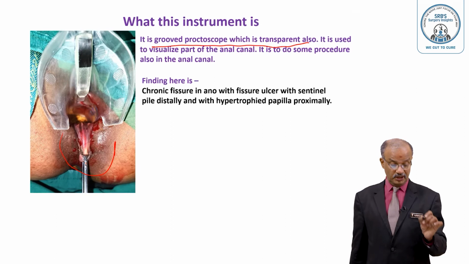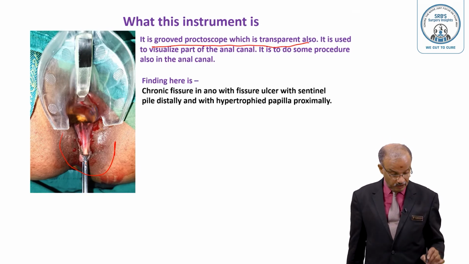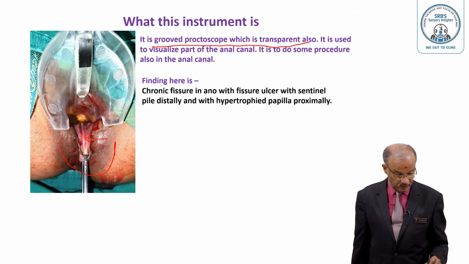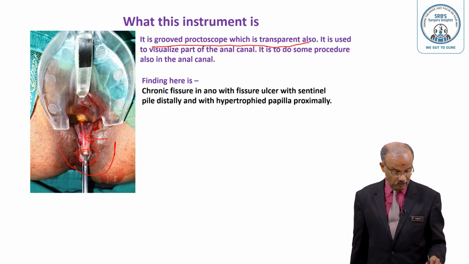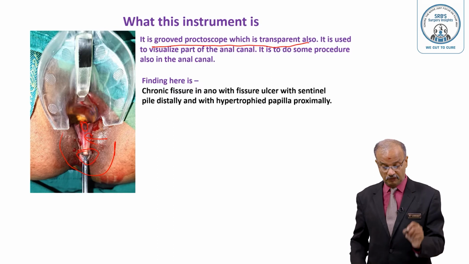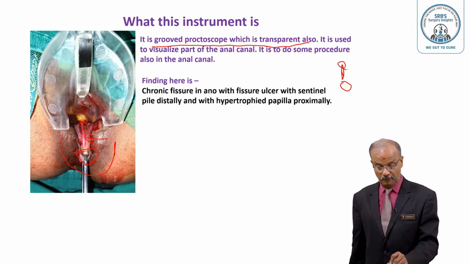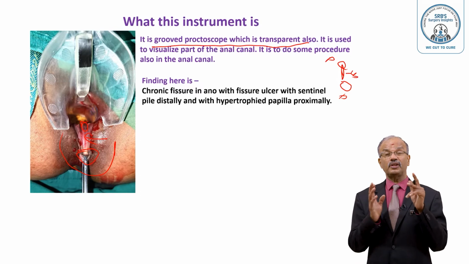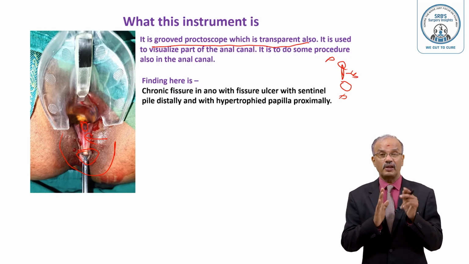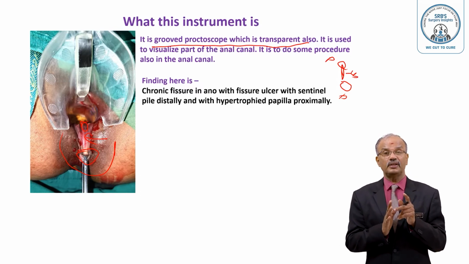The finding here is a chronic fissure with the fissure ulcer. This is the fissure ulcer with the sentinel pile here. This is the sentinel pile and hypertrophic papilla. There are three components for the fissure, all of you know: ulcer, sentinel pile, hypertrophic papilla. Proximal hypertrophic papilla, distal sentinel pile. This is the ulcer. A fissure, you know the definition, is a longitudinal ulcer in the lower anal canal.